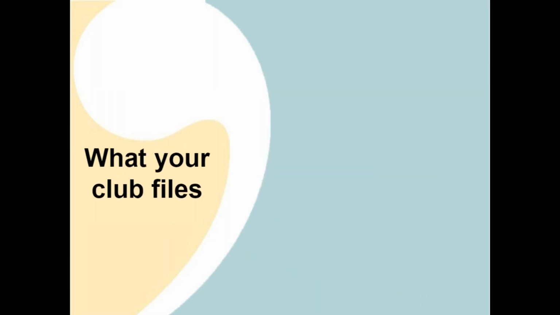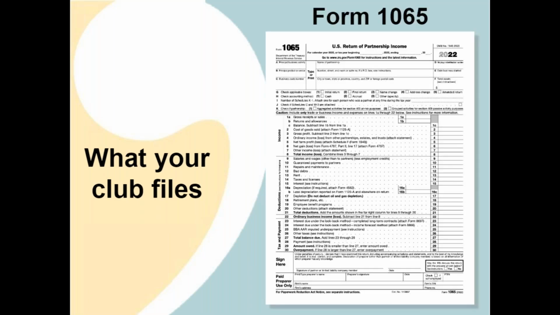Your investment club is a partnership, and the tax form you file is called a 1065 form. It is what is called an informational return. Your club does not have to pay taxes directly. All of the income and expenses are divided up between the members, and they report and pay taxes on their share on their personal tax returns.